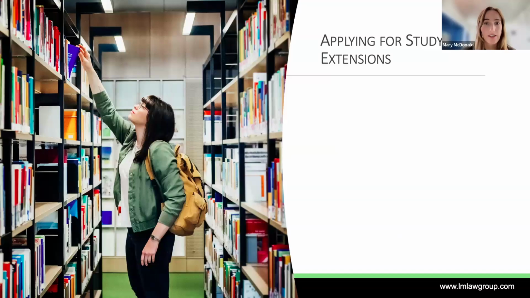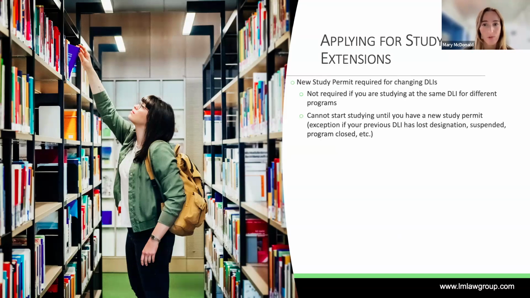Okay, and so recently IRCC also switched up the rules about study permit extensions, especially when you're changing between different schools. So let's go through these new changes. It used to be that you could just apply to extend your study permit, and if you needed to change schools, you could inform IRCC about that change. But the rules have become more restrictive lately.